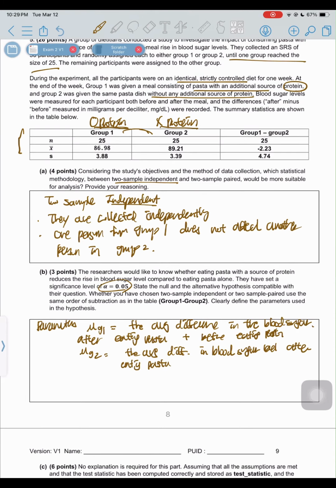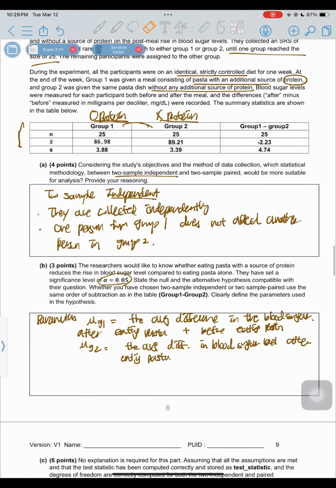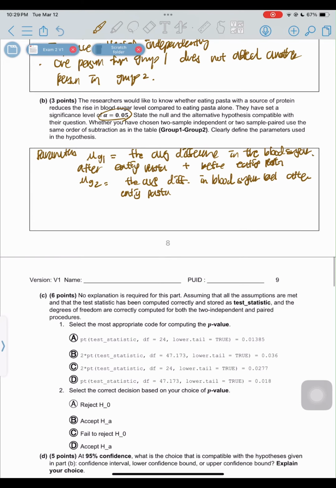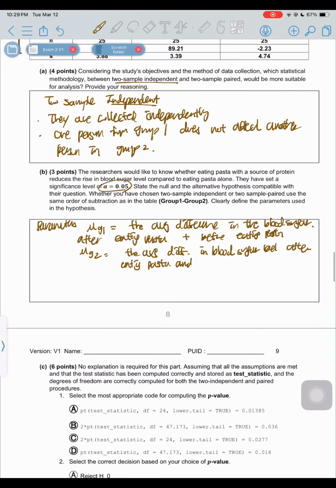Oh yeah, okay, group 2. Right, so group 2 was the one that didn't have the protein. So they have the average difference in blood sugar level after eating pasta and before eating pasta.